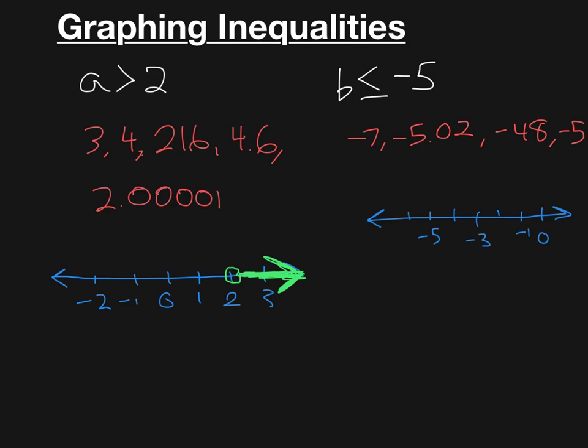Now, to graph this, we know our graph is going to start at -5, and it's going to go to the left, all of the numbers that are less than -5, right? But because B could also be equal to -5, we're going to shade this in also, okay? The shaded regions always represent the answers.